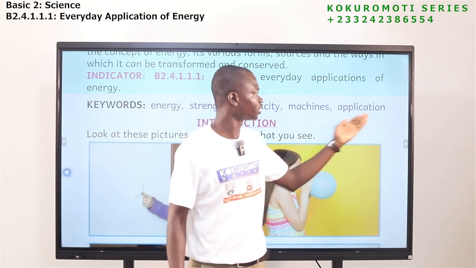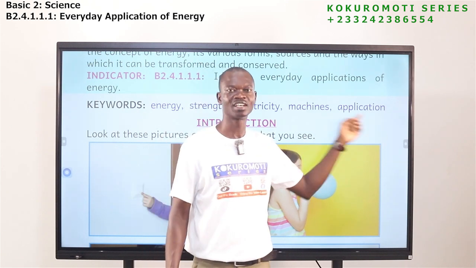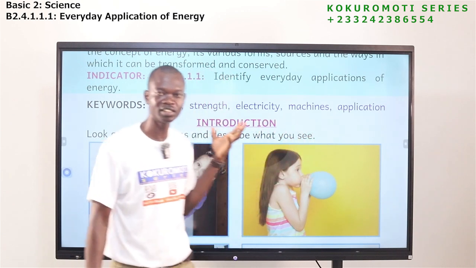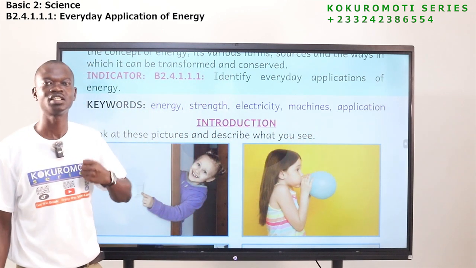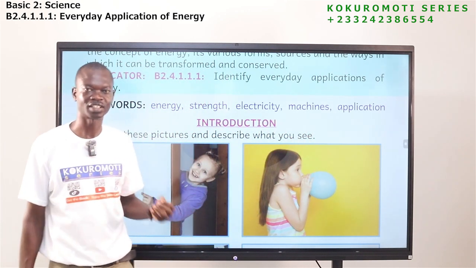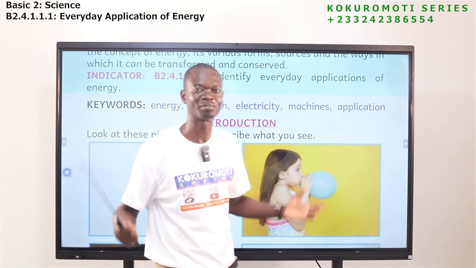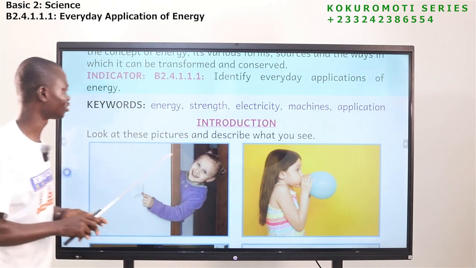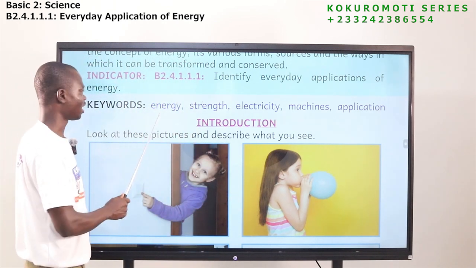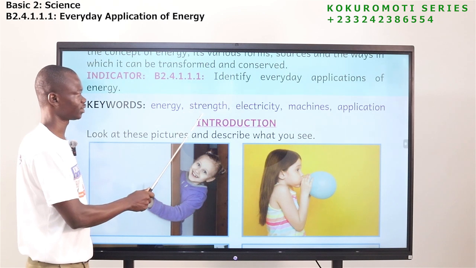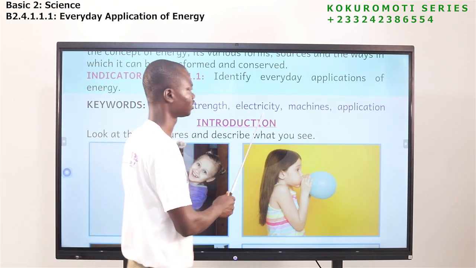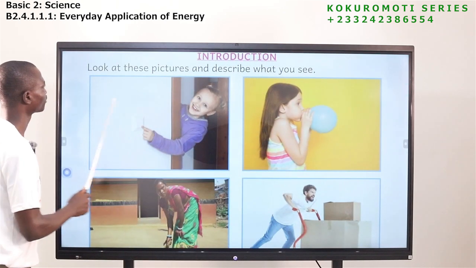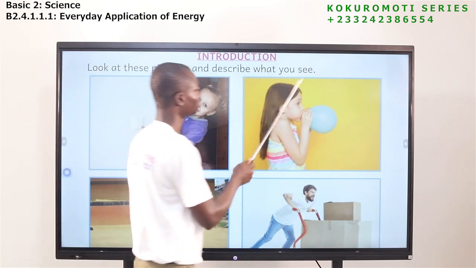Okay. Application. It comes from the word apply. But in this context, application means the use, how to use something. When you talk about application of energy, how to use energy. So that is what we are going to look at. Let me take you through again. Energy, strength, electricity, machines, application. Now, look at these pictures and describe what you see.